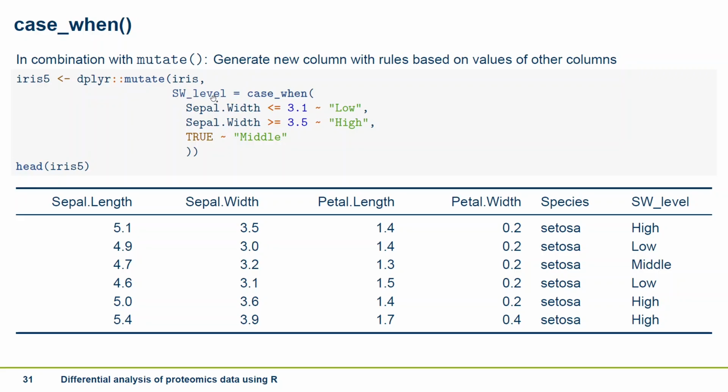You use the mutate function for this, and then instead of just writing something, you use the case when function, and then you define the three cases. So if the sepal width is below or equal 3.1, you say it's low. If it's larger or equal than 3.5, you say it's high. And in all other cases, so this is what the TRUE here means, between 3.2 and 3.4, for example, you will say it's middle. And then it also gives here a new column with these categories calculated for each row separately.